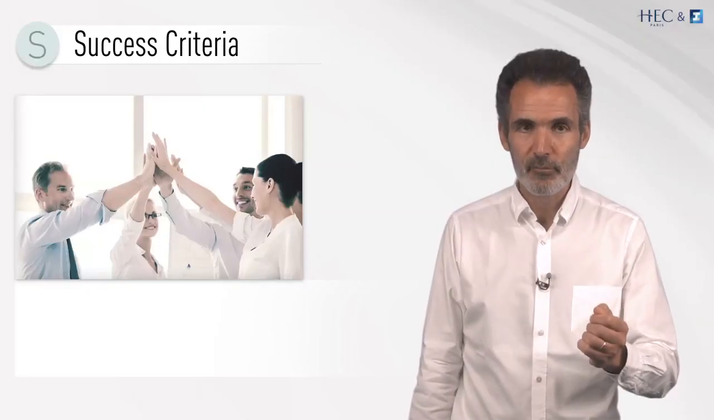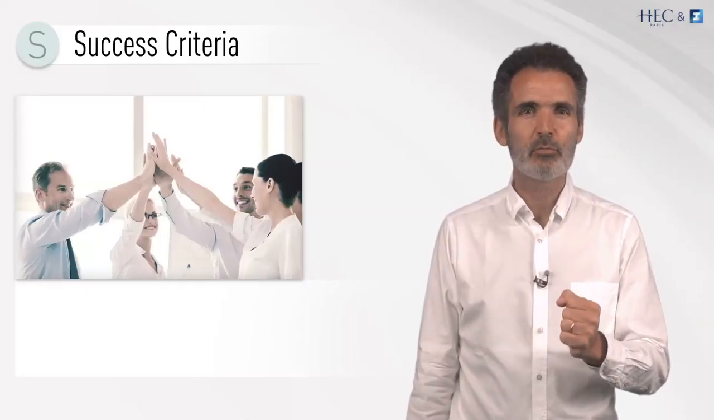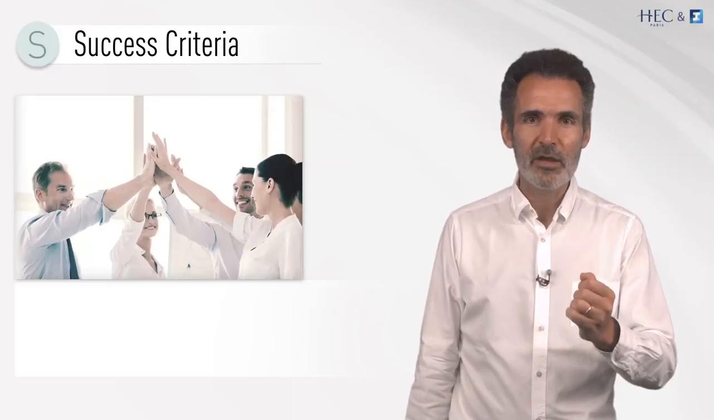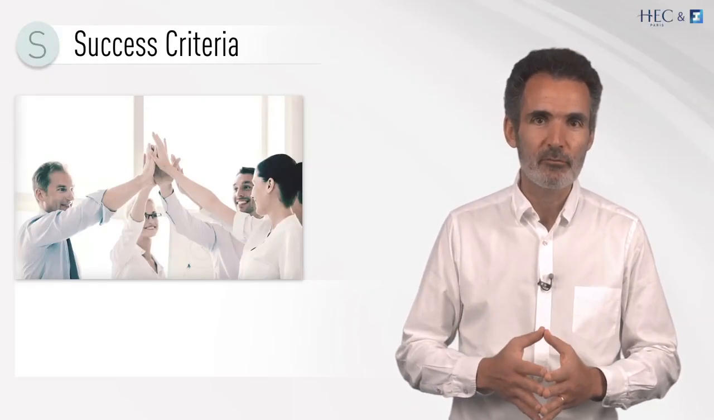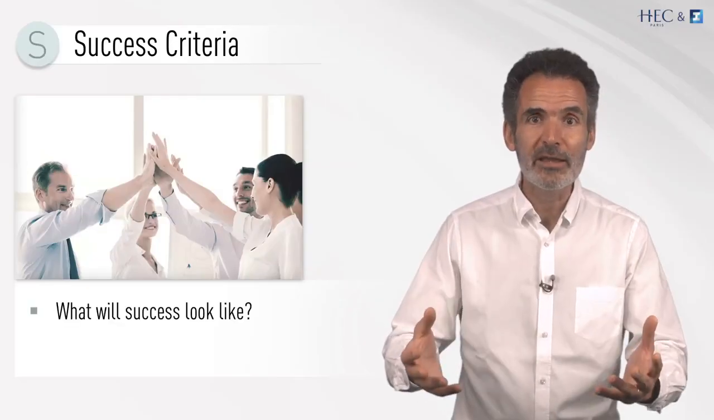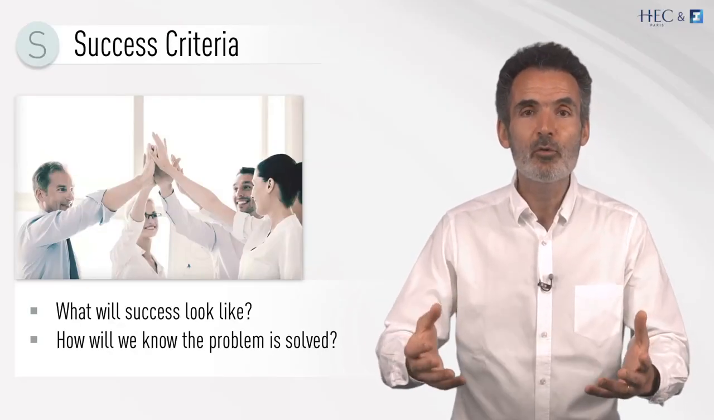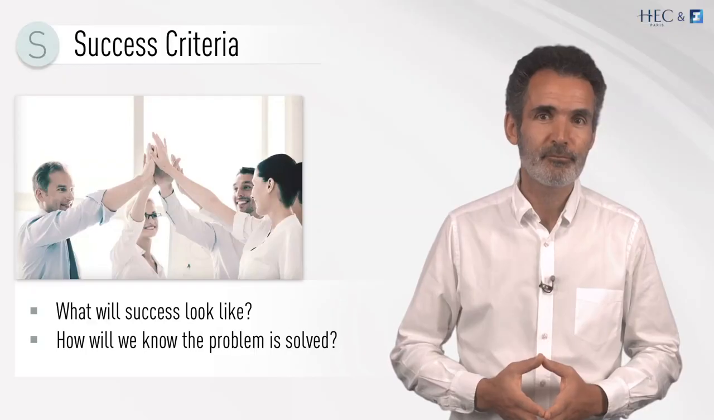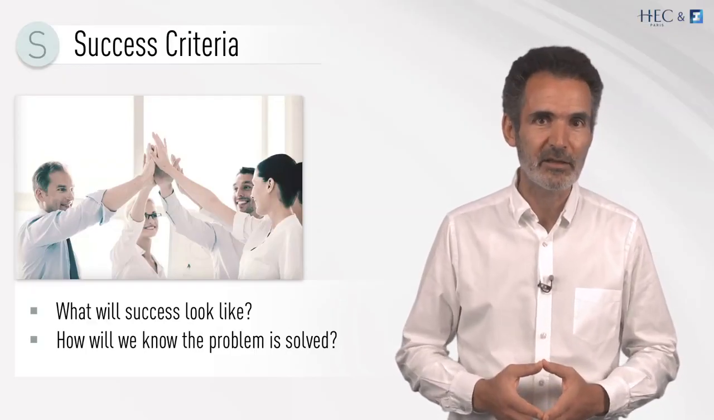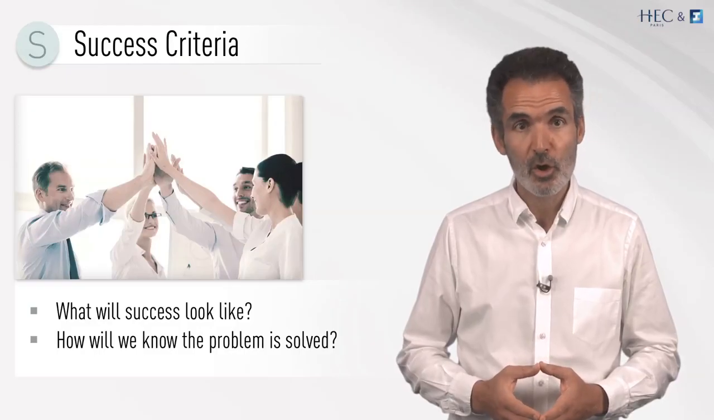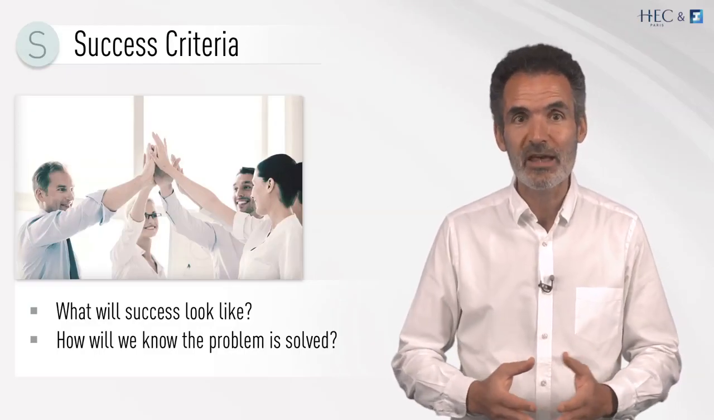S is for success criteria. A critical piece of any problem statement is to define the success criteria. They are the answer to a simple question. What will success look like? How will we know the problem has been solved? Sometimes this will include a quantified metric and a deadline. However, sometimes you do not have enough information to do that initially.